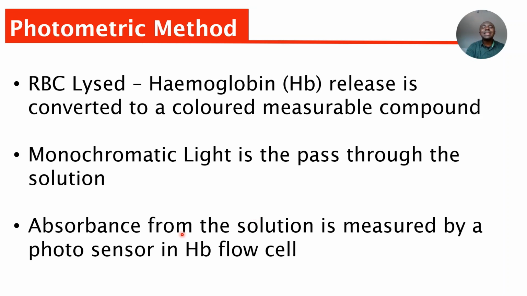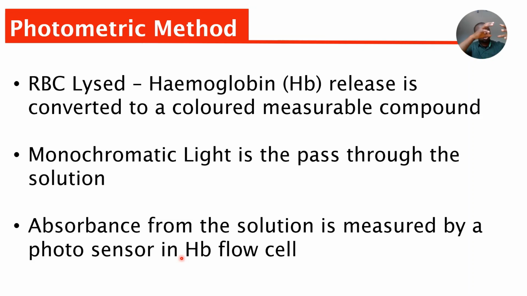So following that light passage on that mixture where hemoglobin has been exposed, light will pass through it, and there will be absorbance. The absorbance from that solution is then measured by a photosensor in the hemoglobin flow cell, and that is how the principle of photometry works when it comes to hemoglobin.